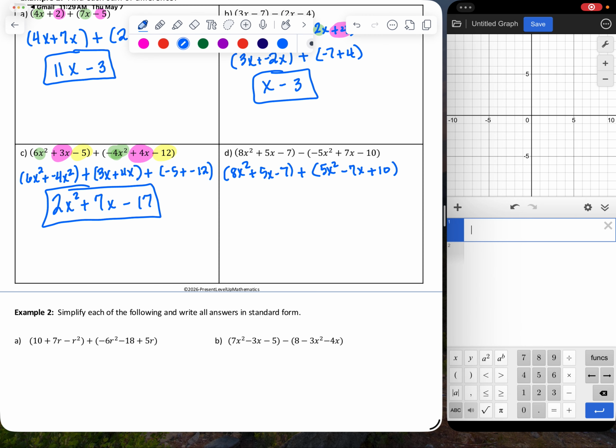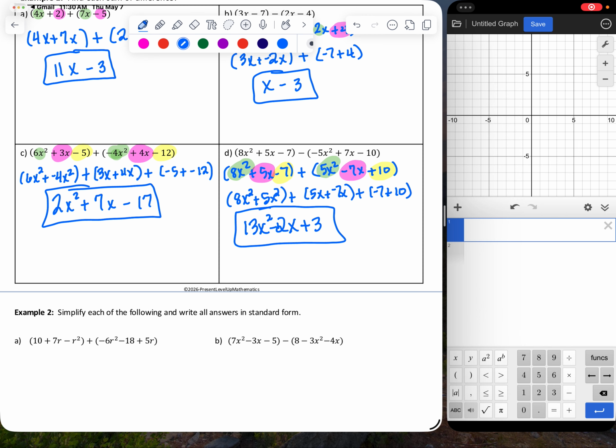All right, welcome back. Let's see how you did. So I identified my like terms as my first step. And then I grouped them together. So I put 8x squared with positive 5x squared. And then I put positive 5x together with negative 7x. And then I put negative 7 together with positive 10. And I got, as my final answer, 13x squared minus 2x plus 3. All right, if you need to make any corrections, pause the video and do so now.